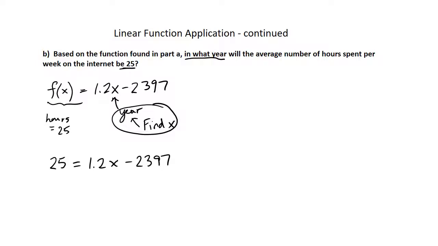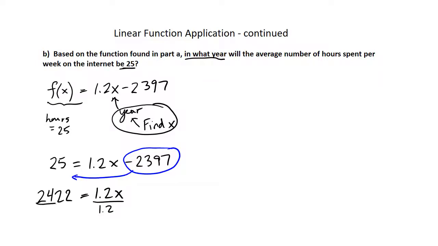To solve this equation, we're just simply going to need to get constant terms on one side to isolate the variable. So when I move that negative 2397, I'm going to add it to both sides, and I'm going to get 2,422 equals 1.2x. I also want to get x by itself, so I'm going to need to divide by 1.2 that is multiplying x. When I do that, I get an approximate value of 2018.333 repeating, or 2018 and a third.